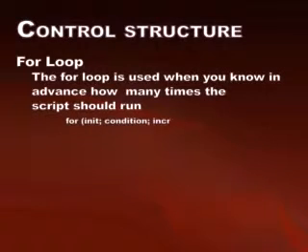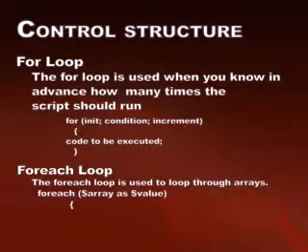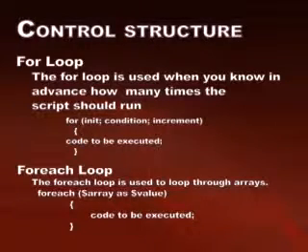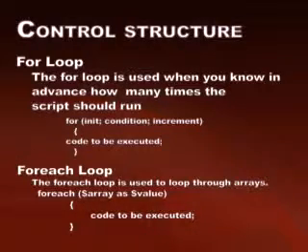The for loop is used when you know in advance how many times the script should run. Init is mostly used to set a counter. Condition is evaluated for each loop iteration. If it evaluates to true, the loop continues. If it evaluates to false, the loop ends. Increment is mostly used to increment a counter. Each of the above parameters can be empty or have multiple expressions.